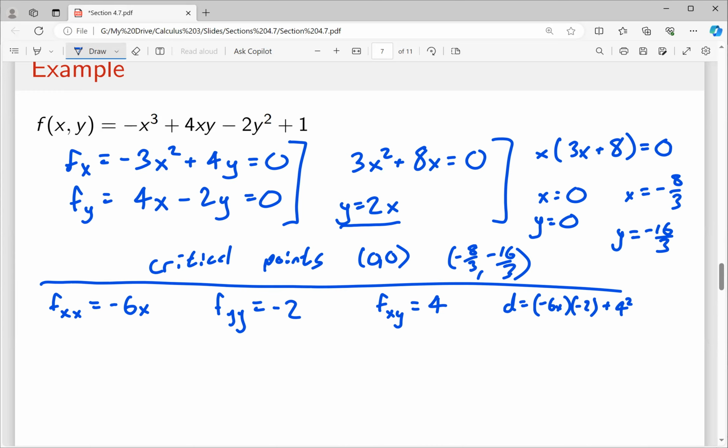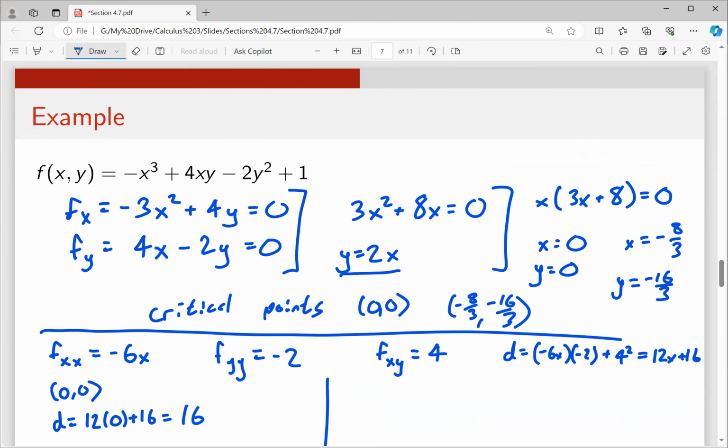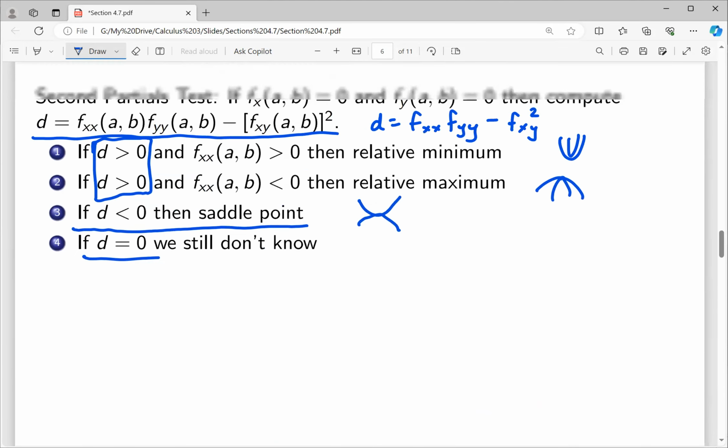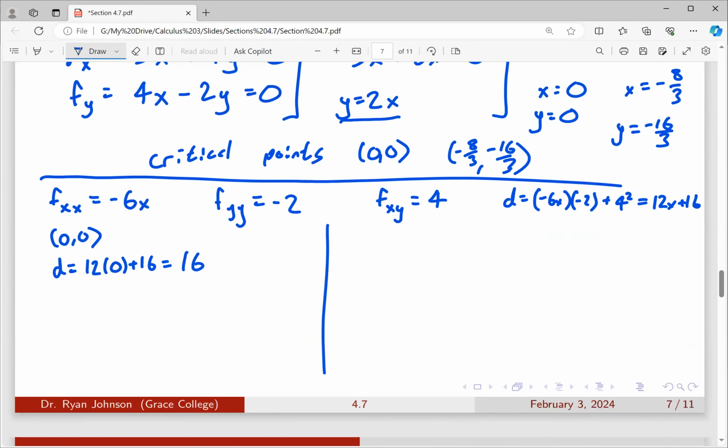which equals 12x plus 16. So in the case of my critical point (0, 0), D equals 12 times 0 plus 16. So D is positive. Recall that when D is positive, then I've got an extremum.